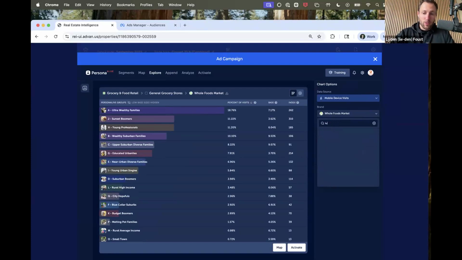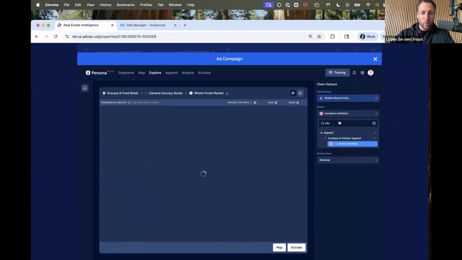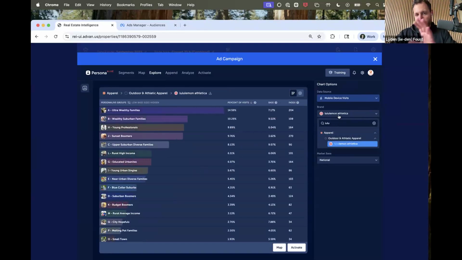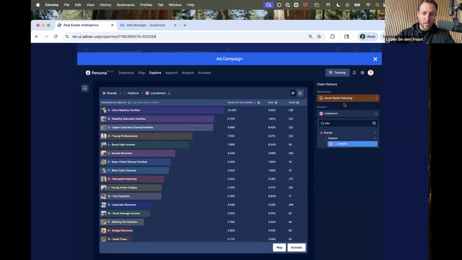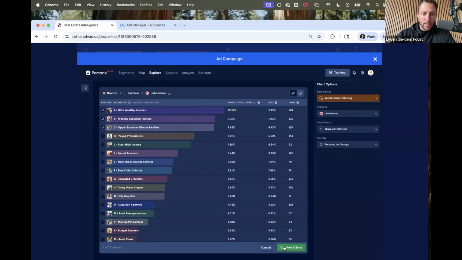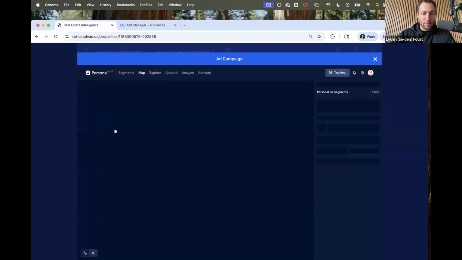And you can also do this. Let's just do Lululemon for who follows your brand, which again, it's a little bit more aspirational. So if I go to social media following, I can go to Lululemon and then I can go see who follows Lululemon. And obviously, if I want to hit that on a map, I just hit map and it'll push it over into a mapping tool. So I'm just mapping my top segments here.